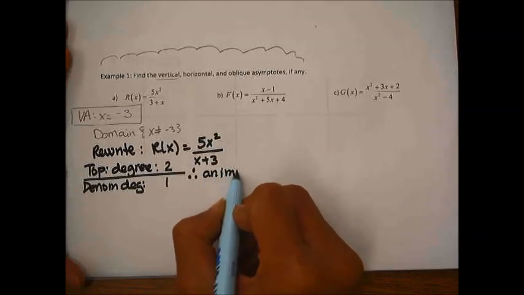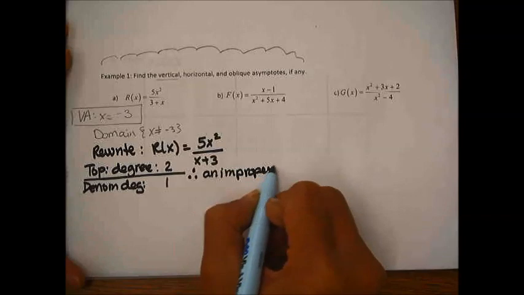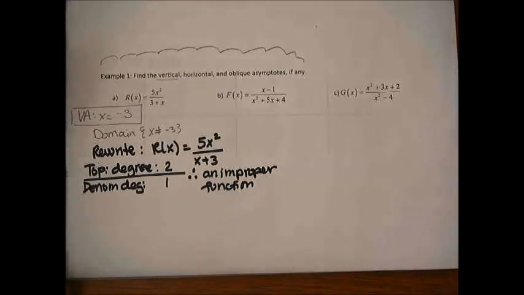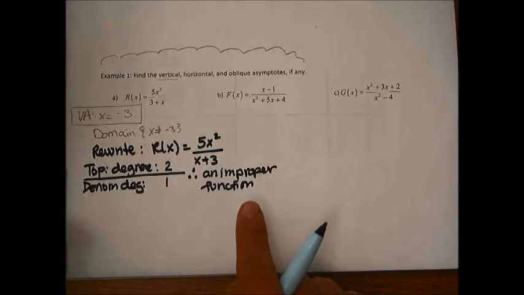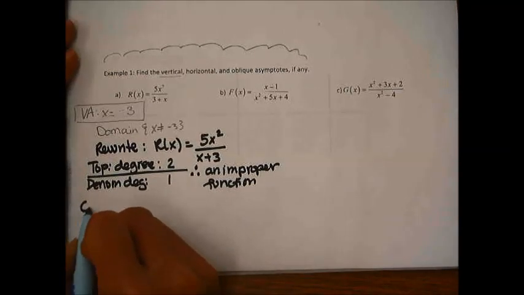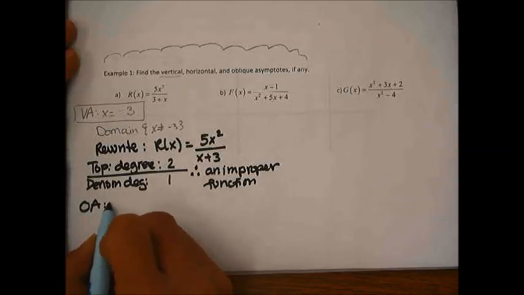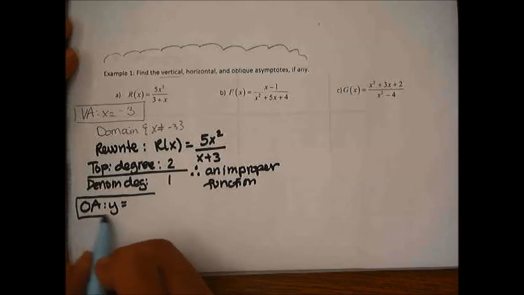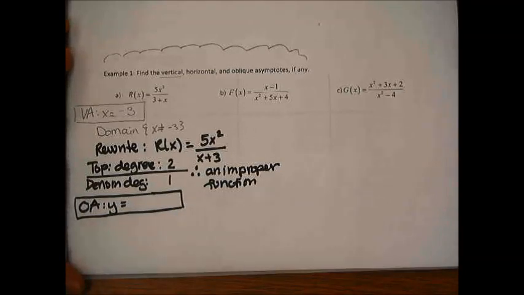An improper function. Okay, it's an improper rational function. Because it is an improper, we are going to end up with an oblique asymptote, which is a y equals. And I'm going to box it up. I'm going to do the work underneath it and then write my answer in that box.